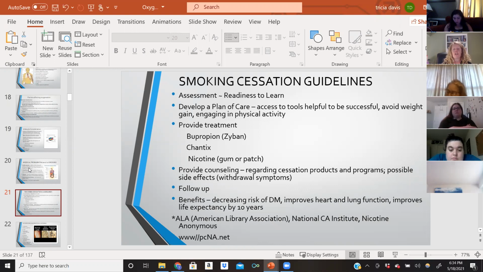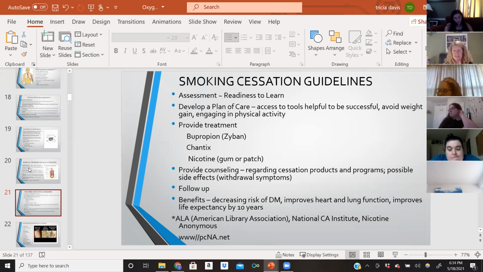quitting. Make sure that they follow up. So if you work in a hospital, they're not going to follow up with you, but make sure that you tell them to follow up with their primary care doctor to refill their prescriptions or to get them set up in the community with some other information.